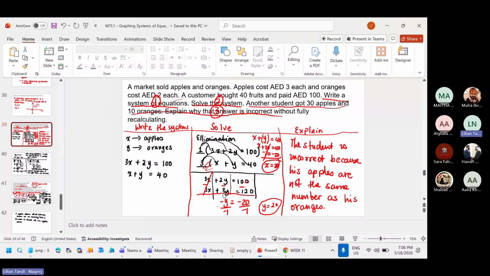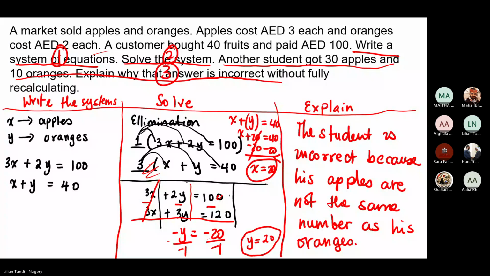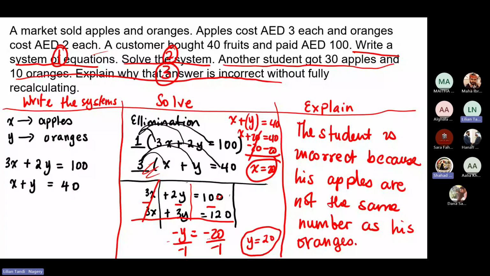What don't you understand here? Tell me what it is you don't understand. Shahad, tell us what it is in the question you don't understand. Hi, Miss Lilian. I don't know. Miss Lilian, when you solve this question, I don't remember.